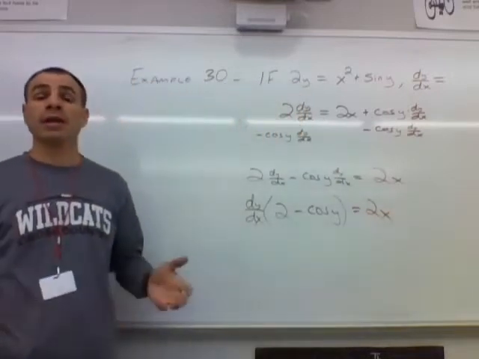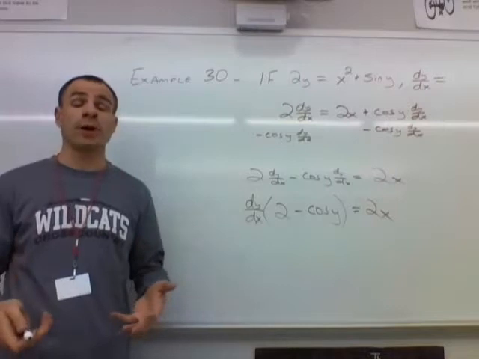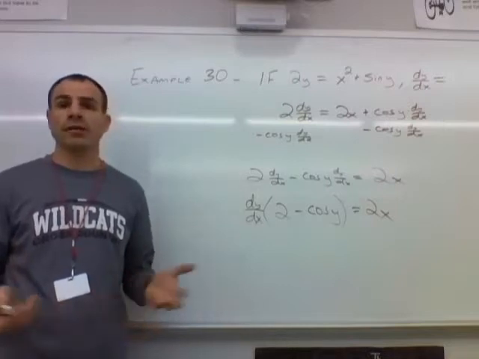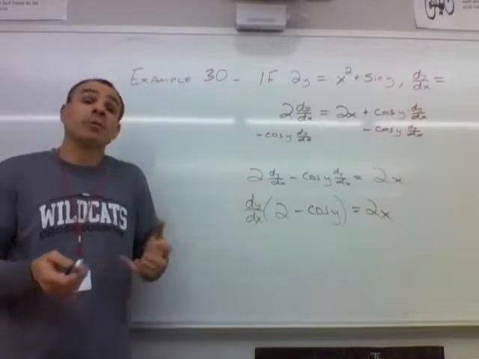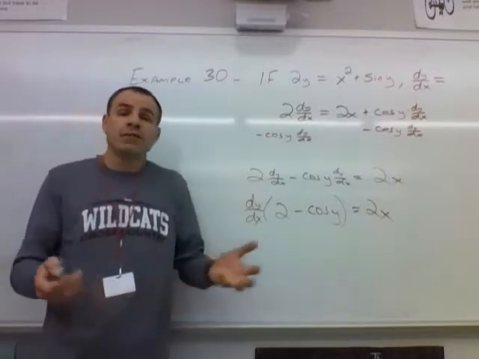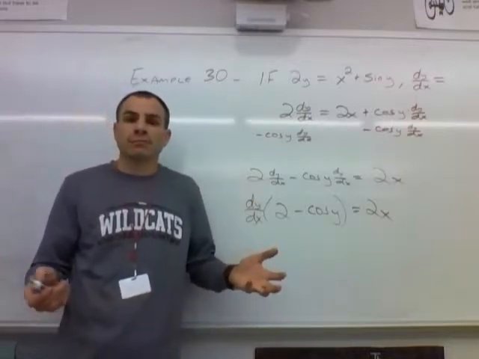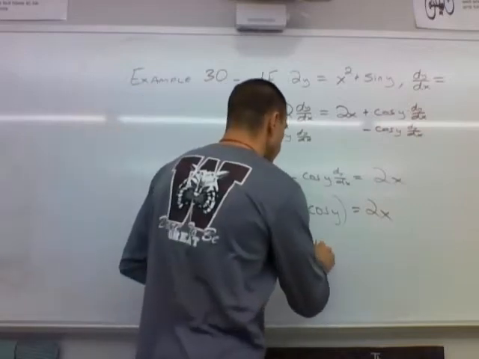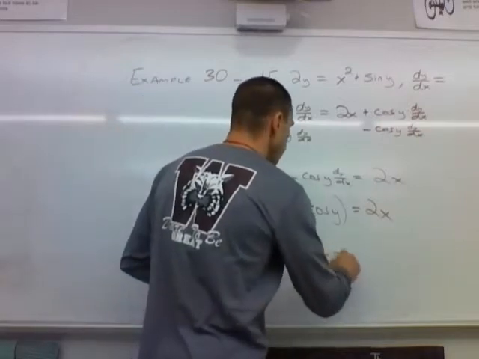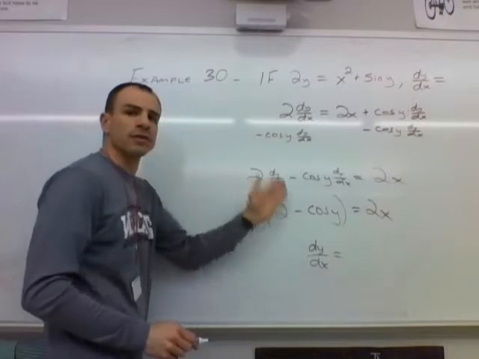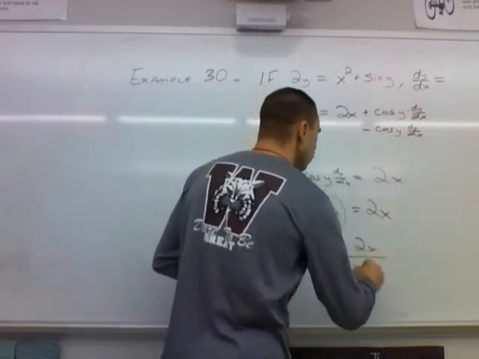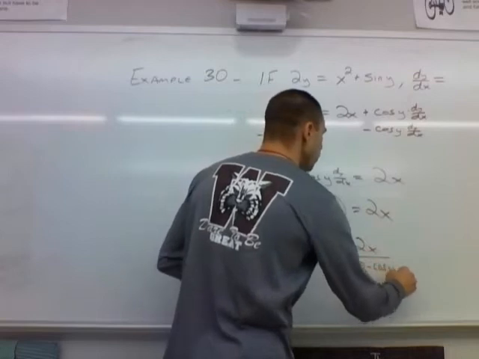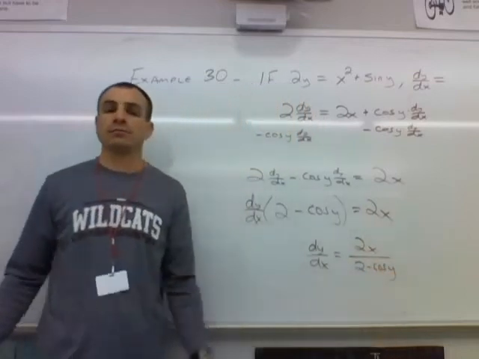All right, now we want to get dy/dx all by itself. We want to solve for it. One step and we're done. Divide both sides by 2 minus cosine y. When we do that, we have dy/dx all by itself. We're all set. We have our derivative. So let's divide both sides by 2 minus cosine y. Obviously, that's going to cancel over here on the left. And we're going to be left with 2x over 2 minus cosine y. There's our derivative.